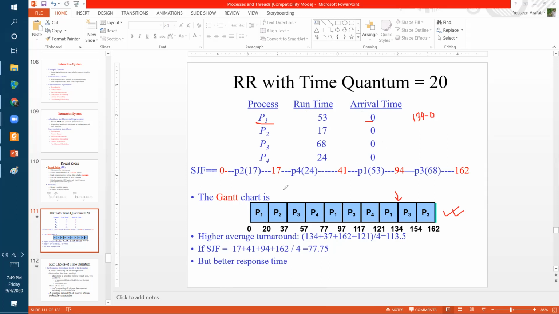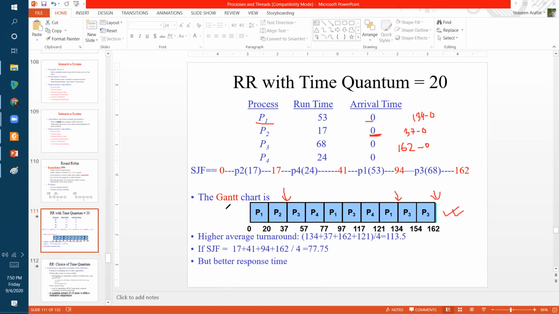For process P2, it ends at 37. So 37 minus arrival time equals what? 0, because P2's arrival time is 0. And P3's end time is 162. So the turnaround time of P3 equals 162 minus 0.